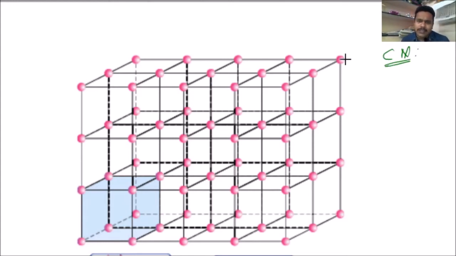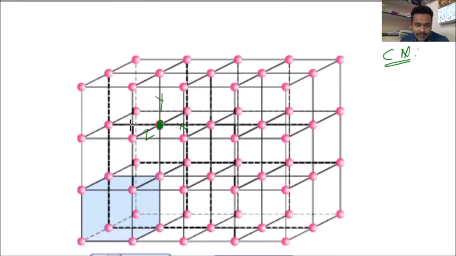Coordination number means, this atom I am going to choose, how many neighbors are there? See, neighboring atoms. How many directions does this have? For example, it is an x-axis, a y-axis, and a z-axis, so it is three dimensional. How many neighbors are there? You want to calculate the neighbors.